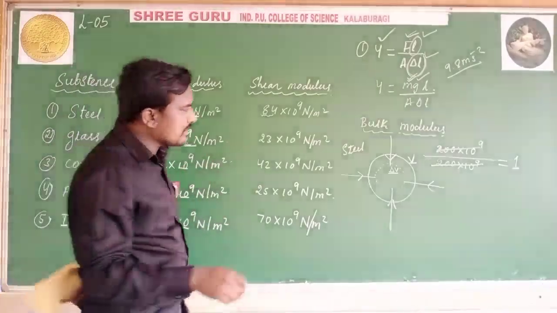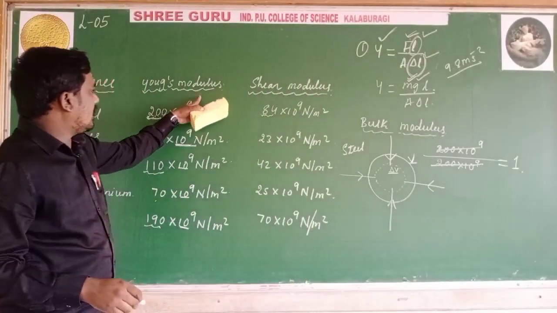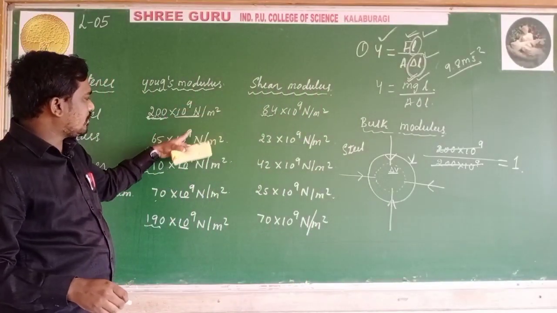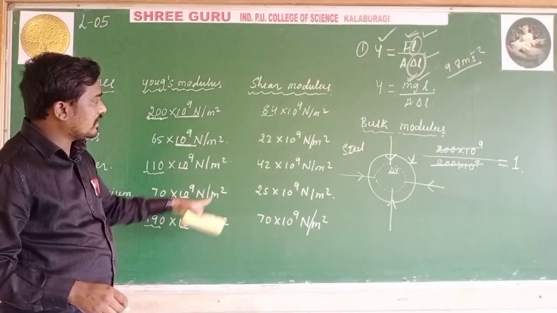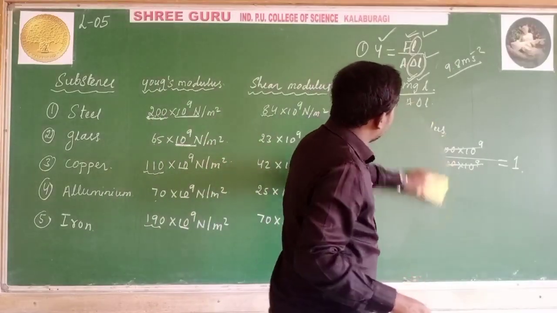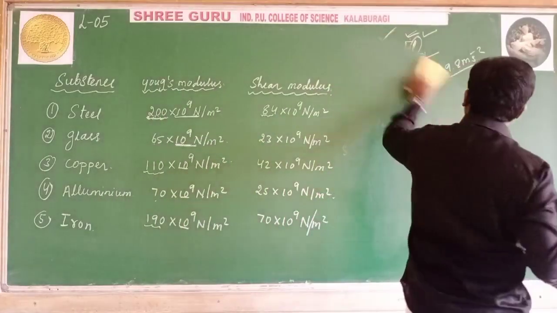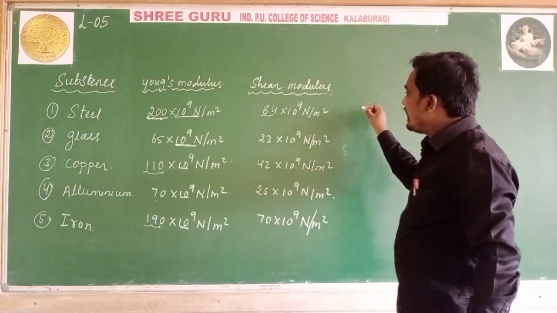But keep in mind, even for bulk modulus, the modulus value is 10 to the power of 9, 10 to the power of 9, 10 to the power of 9, 10 to the power of 9. We can also write like this. Directly we can write like this.